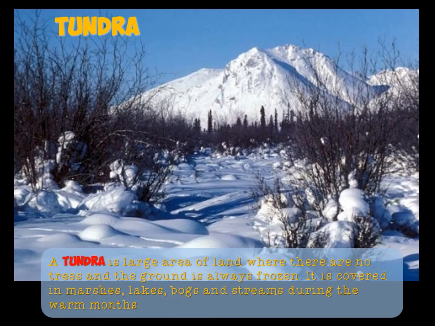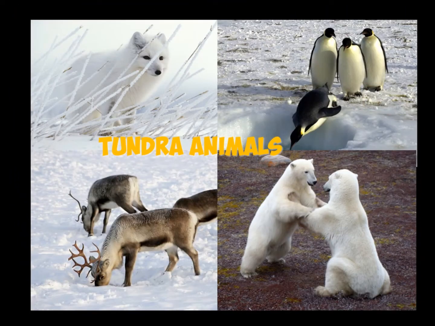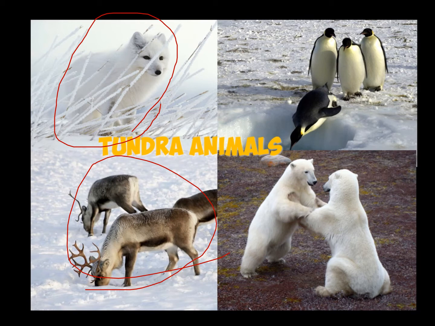Everybody say tundra. A tundra is a large area of land where there isn't a whole lot of trees at all, and the ground is usually frozen. So you would say it's usually pretty cold in a tundra. Animals that live in the tundra are the Arctic fox, so you can kind of see him, he's camouflaged a little bit. We see penguins, polar bears, and even elk. These animals all live in the tundra, where they like it nice and cold.